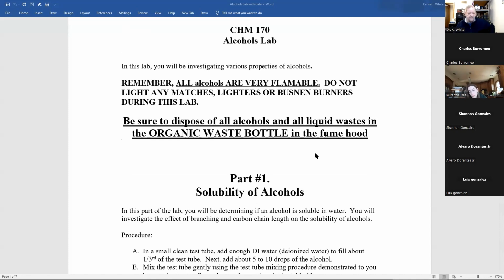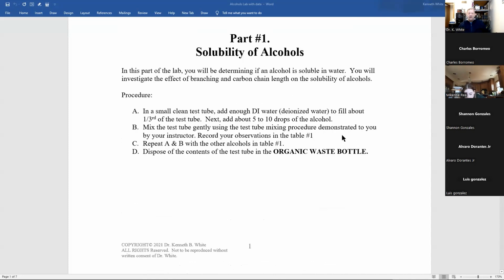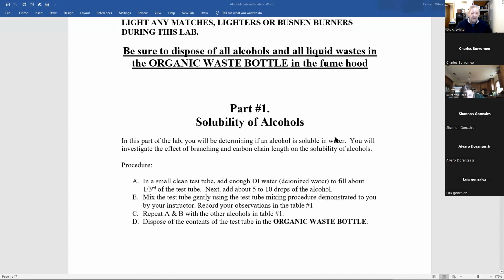Now, the first one is solubility of alcohol in water. Now, alcohols, because of the difference in electronegativity of the oxygen and hydrogen, the oxygen is slightly negative. The delta, lowercase, means slightly. And the hydrogen is slightly positive. Now, let me remind you, in water, the same thing exists. This is called a dipole.